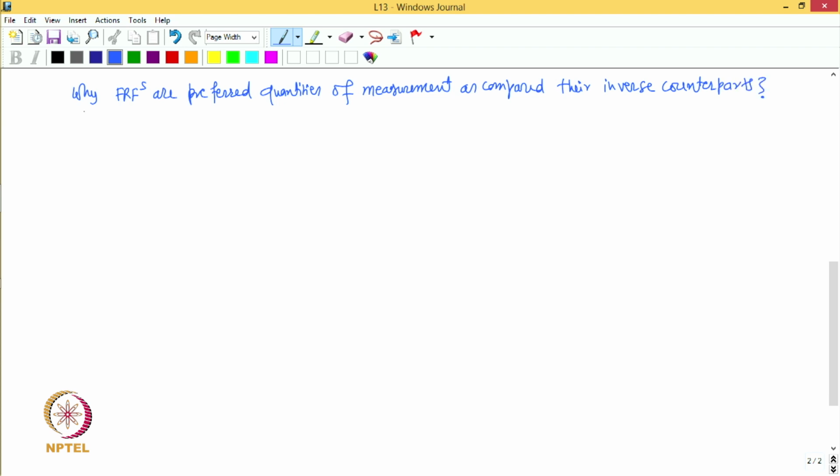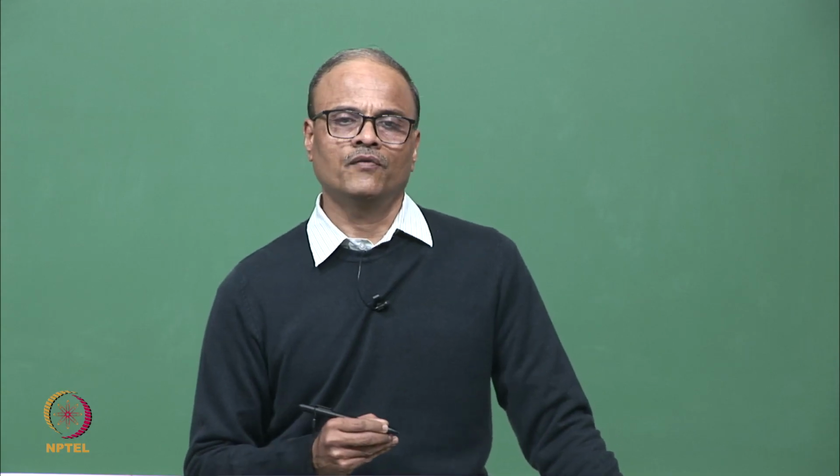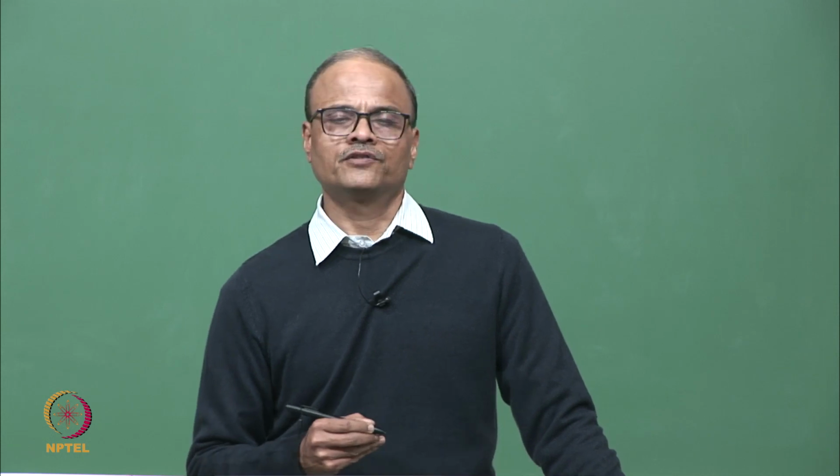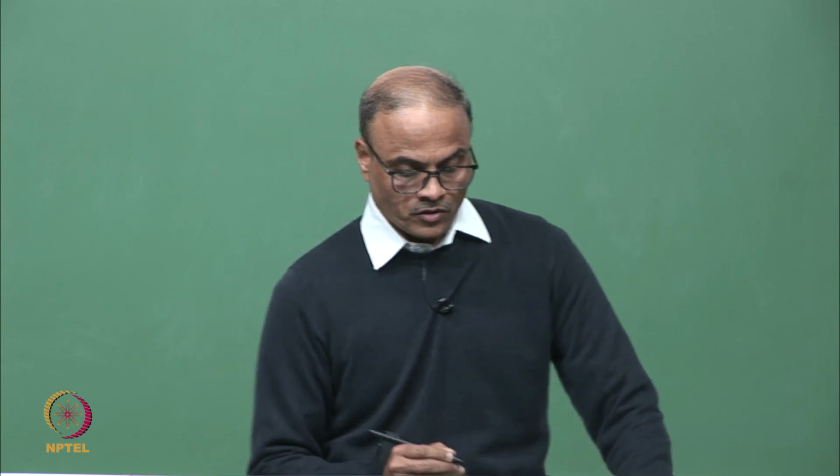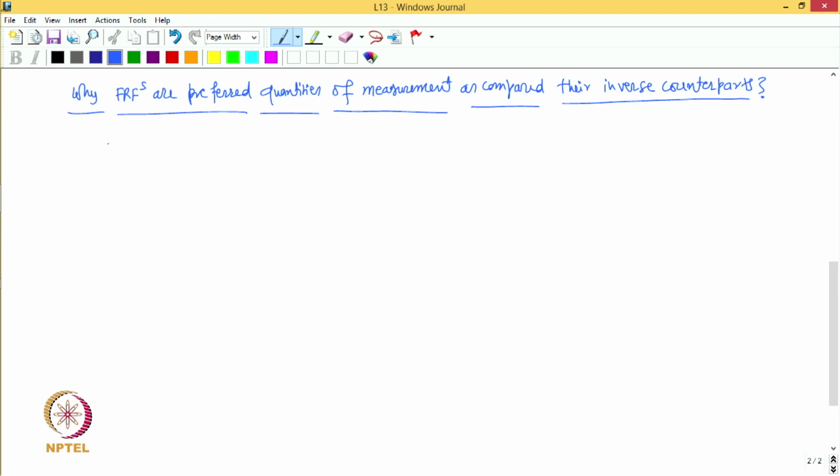Right. Let us try to answer this question, and let us try to explain it based on the frequency response function, receptance alpha jk and corresponding dynamic stiffness, which is Zjk. So, let us take the example of a beam.